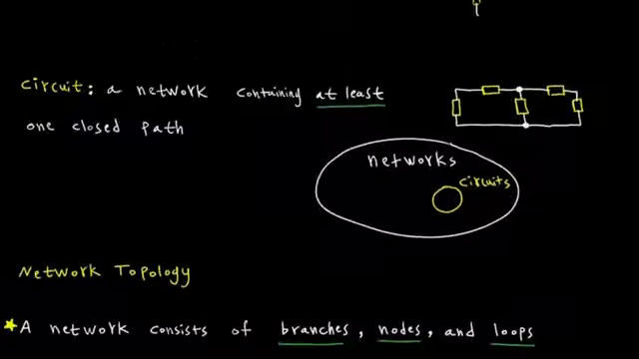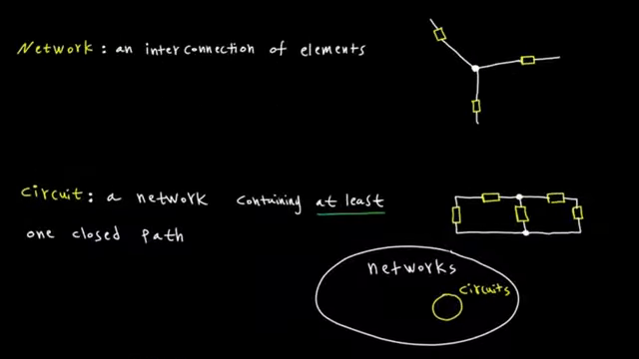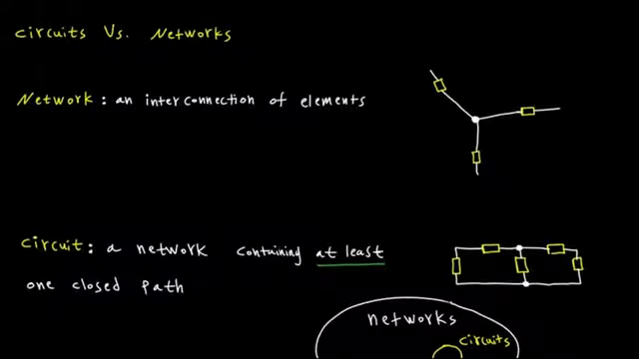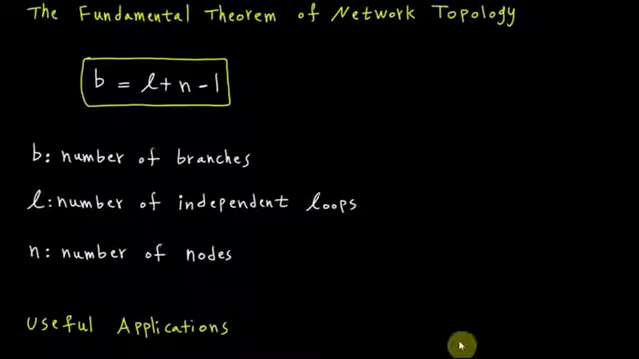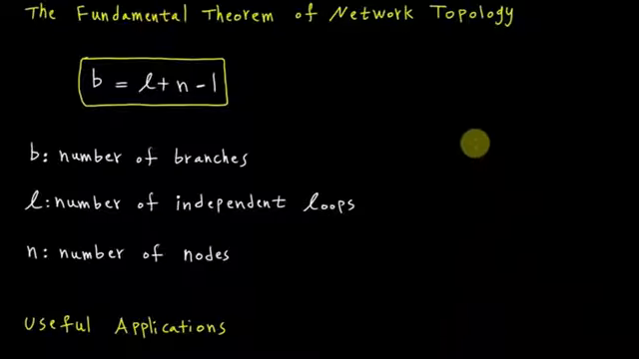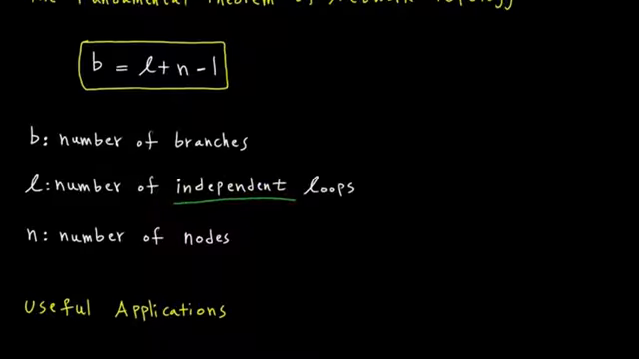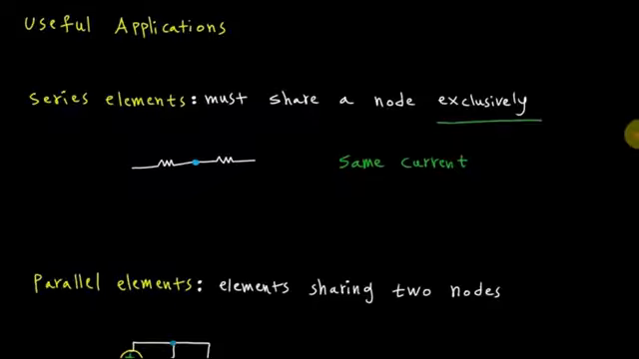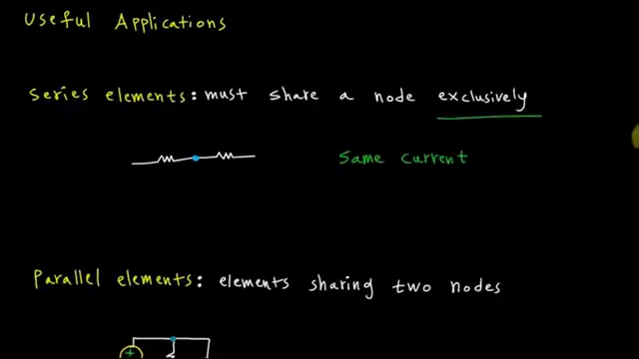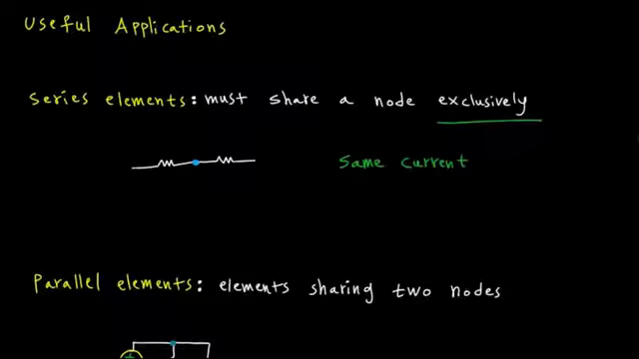Now let's move on to another important concept in network topology, and that is the fundamental theorem of network topology. Now this theorem relates the number of branches, the number of independent loops, and the number of nodes in a given network topology. Okay, so that's great, but how does this relate to circuit analysis? So as far as we're concerned, we can use the definition of a node to define what series elements should be like or how they should behave.